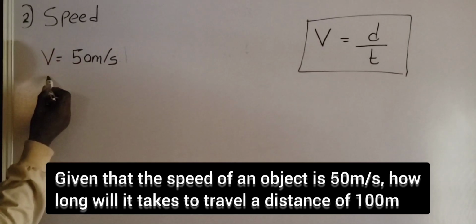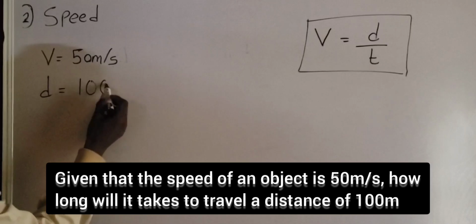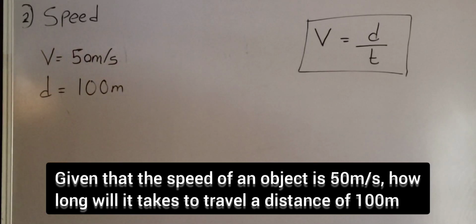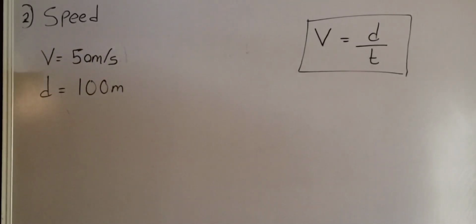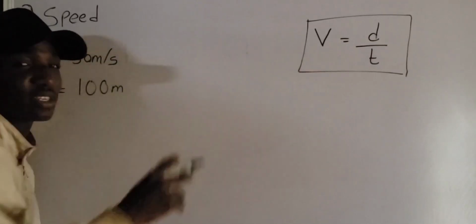So we are given that distance is equal to what? 100 meters. Do you understand? Now, let me tell you, in order to determine the parameters that you are calculating, you first have to write out the parameter that was given. We already know the equation that is connecting speed, distance, and time.